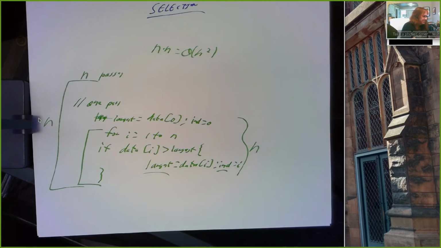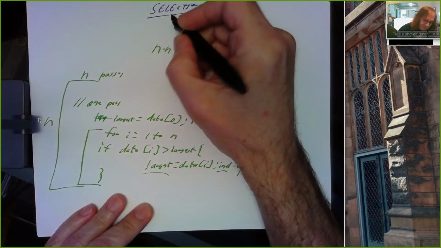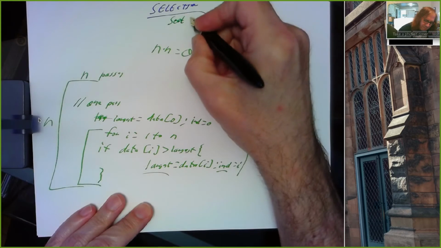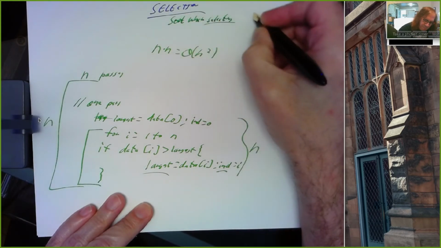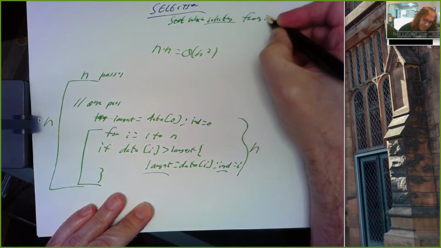All right, so that's selection sort. And like I say, the way I remember this is, sort when selecting from the input array.